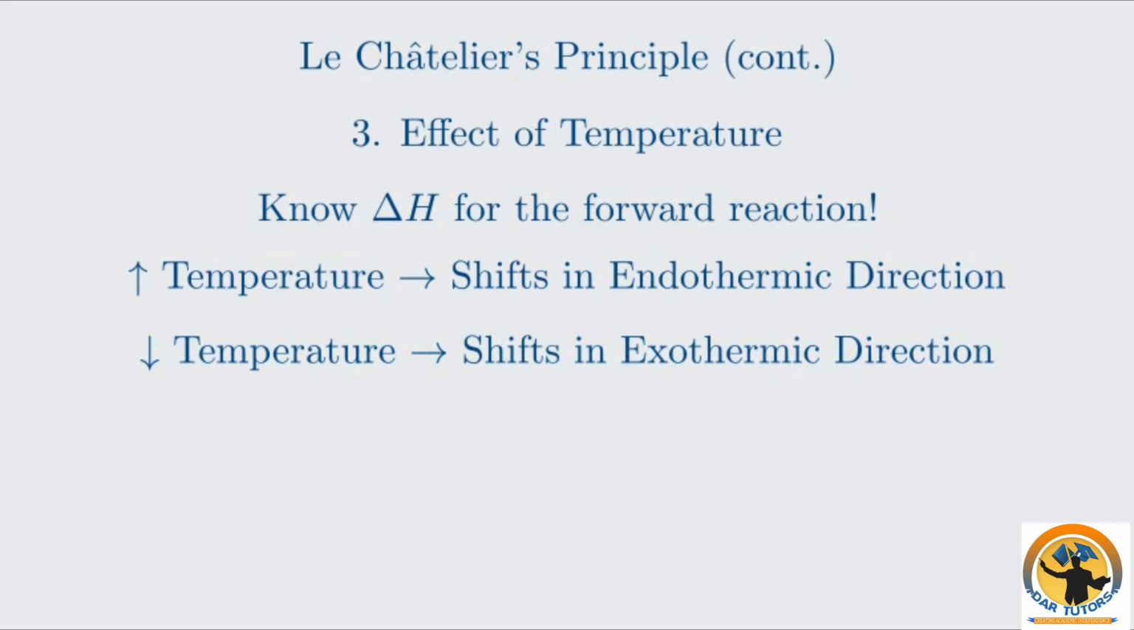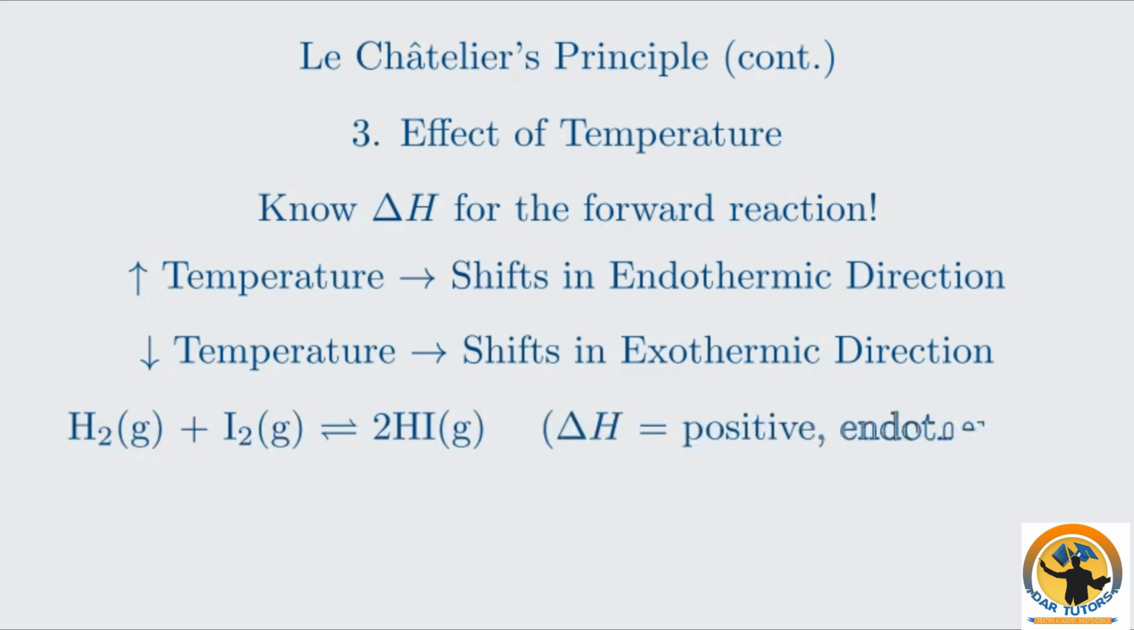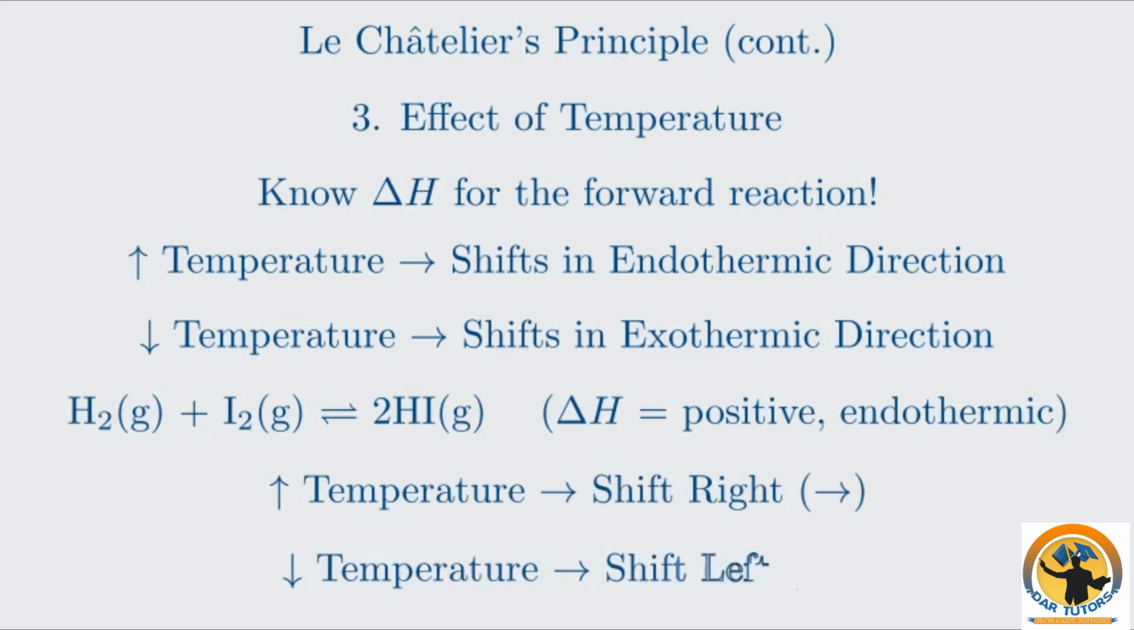Consider our example reaction between hydrogen and iodine. Let's assume the forward reaction is endothermic. If we increase the temperature, since the forward reaction is endothermic, the system shifts right to absorb the heat. This would increase the value of K. If we decrease the temperature, the system shifts left, and K would decrease.